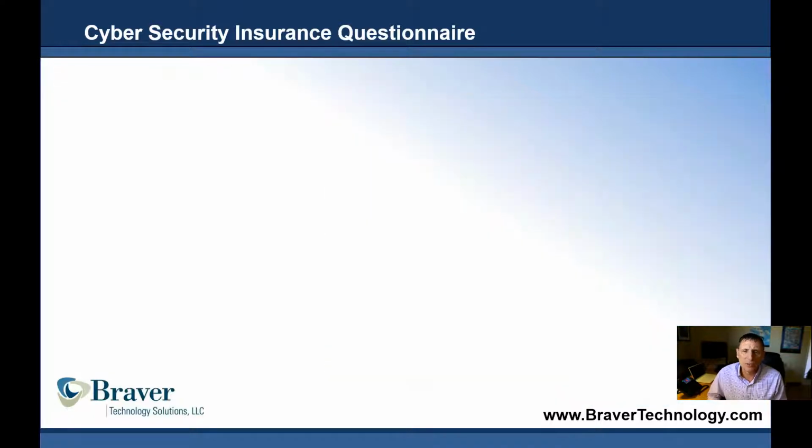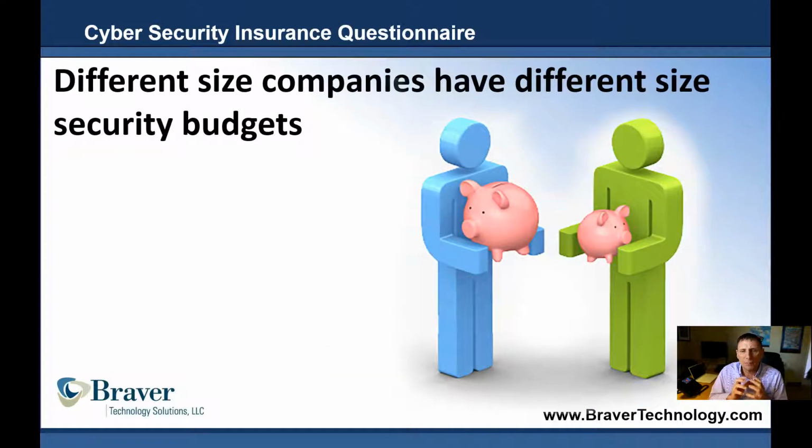Next thing we're going to go over is that different companies are going to have different size security budgets. So we get that, and the insurance companies get that as well. There's going to be questions on the security that are going to ask you, do you have this and this and this? And we're going to look at you and say, no, you don't have that level, and that level is not appropriate for your company or your size. In order to get that, you're going to need a firewall that's $20,000. A $20,000 firewall is not in your company's budget. So basically, it makes sense.